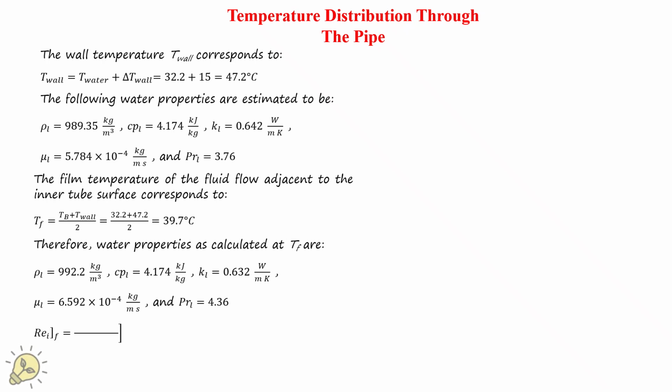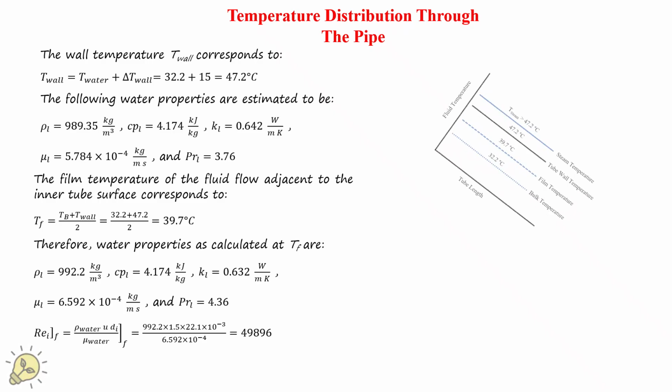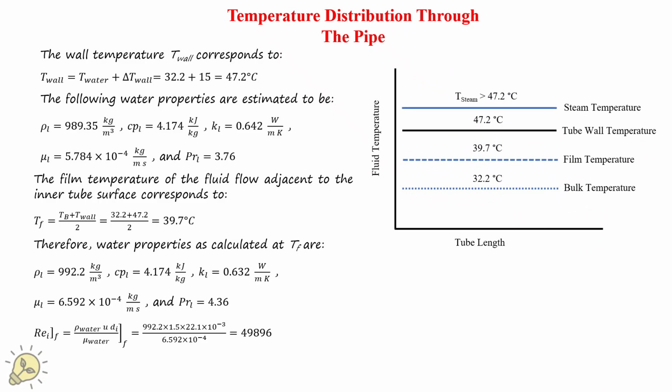We may calculate the Reynolds number at film temperature, and we should substitute the properties at T sub F. Then we will get a Reynolds number value of 49,896. These temperatures can be presented in a form of figure as shown.